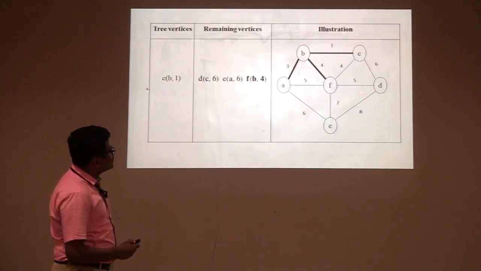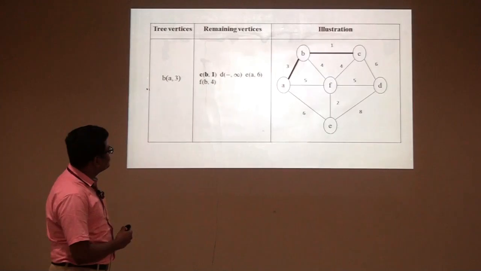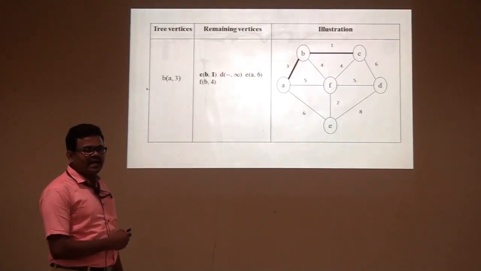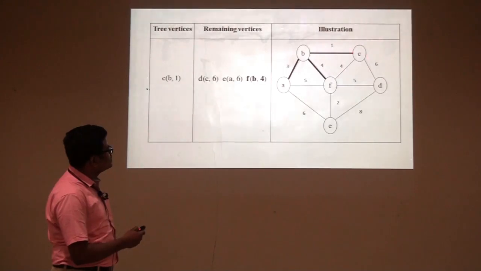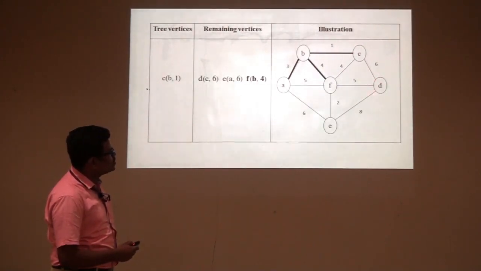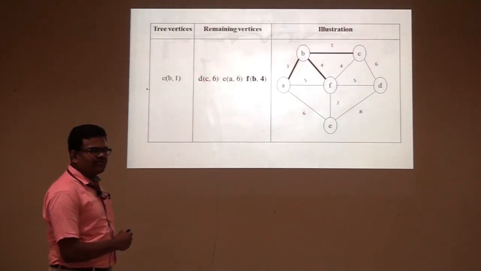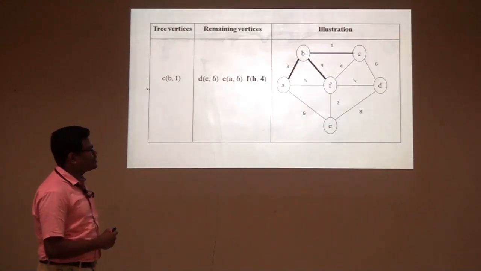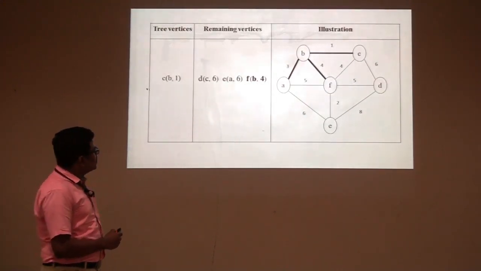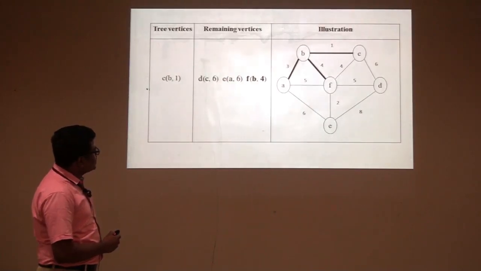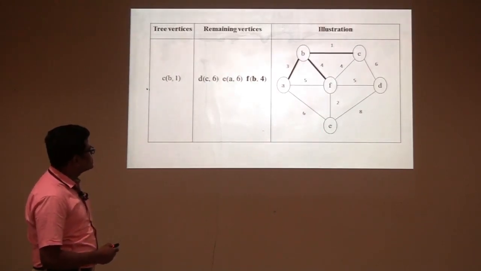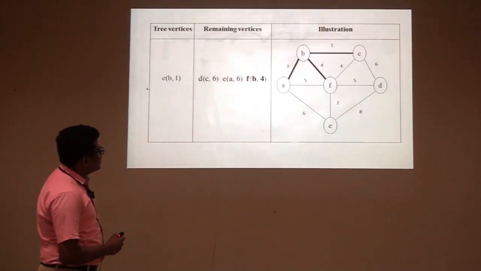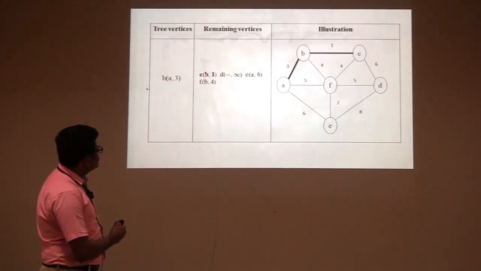For the D vertex, in the previous slide we did not have a direction. After visiting C we can go to D at a cost of 6, so we are updating vertex D by C to 6, C to D as 6. Next is E to A, that is also 6, and next we have F to B as 4. In the last slide we found that F to B is 4.